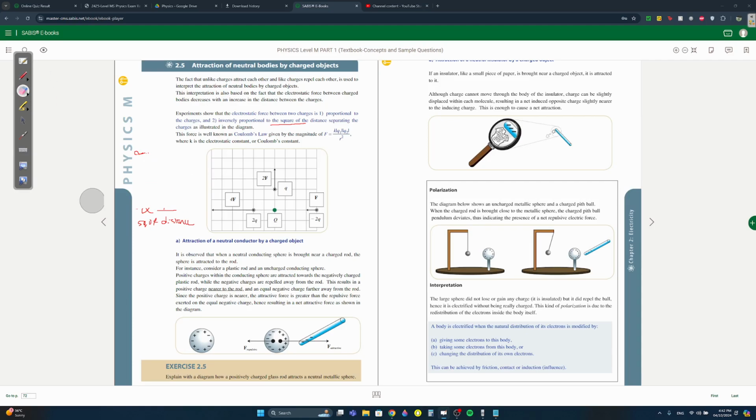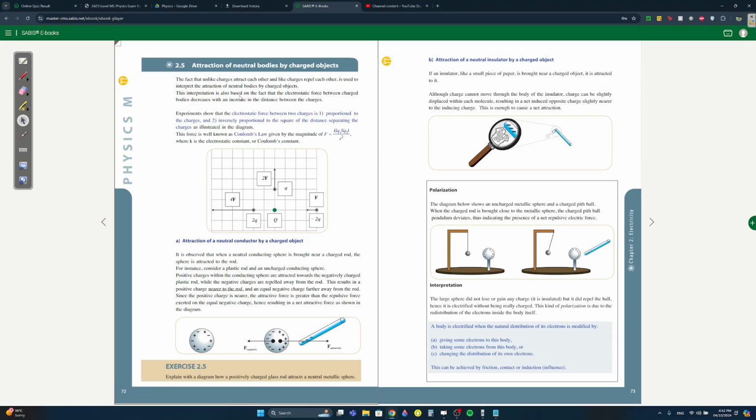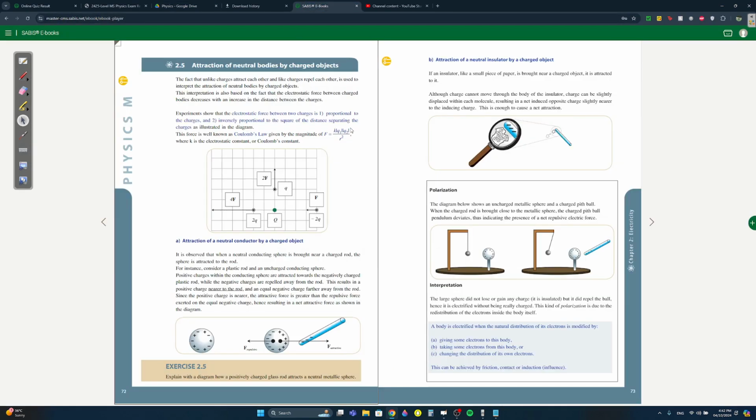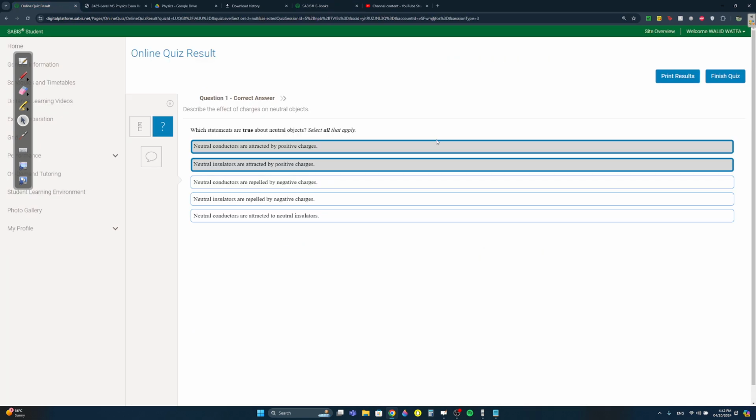Electrostatic force, memorize it, please. F equals Coulomb's constant multiplied by charge 1, charge 2 over r squared. Okay, k is actually 9 times 10 to the power of 9, which is not needed because they don't ask you to apply this formula, guys. They only ask you to know the definition of it, the theoretical definition.